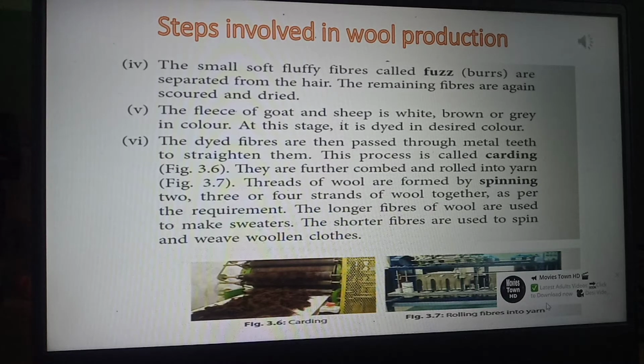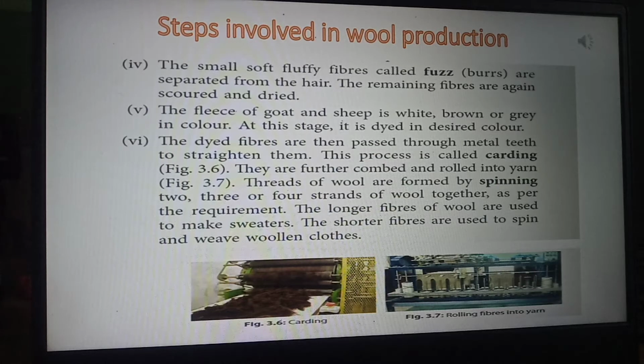After the carding process, after the straightening process, these fibers are then combed. After combing, they are rolled into yarn. Can you see the picture over here? This is the rolling of fibers into yarn. Okay, they are combed, then they are rolled into yarn.